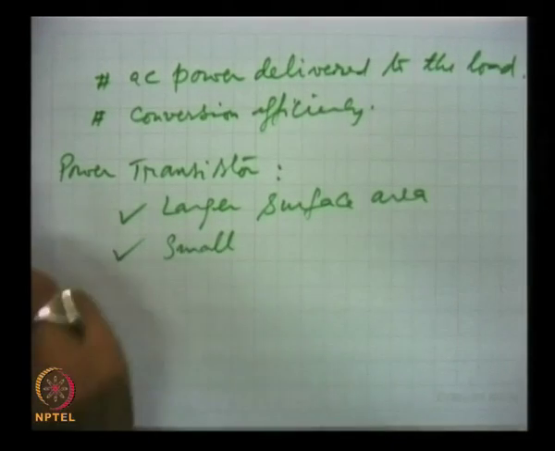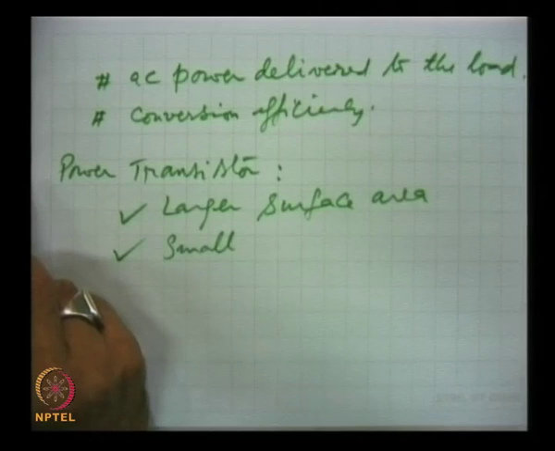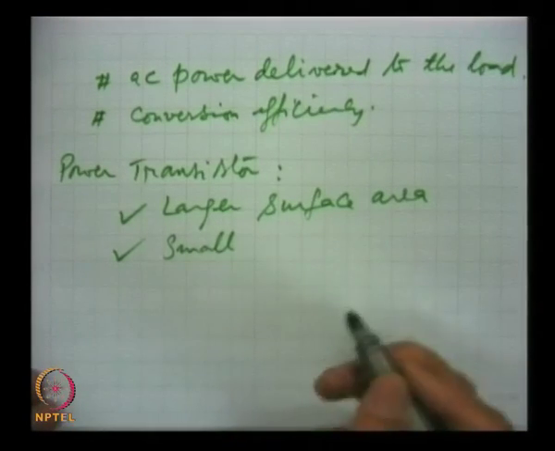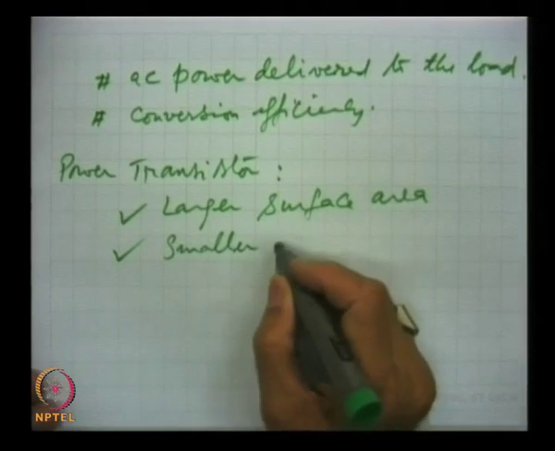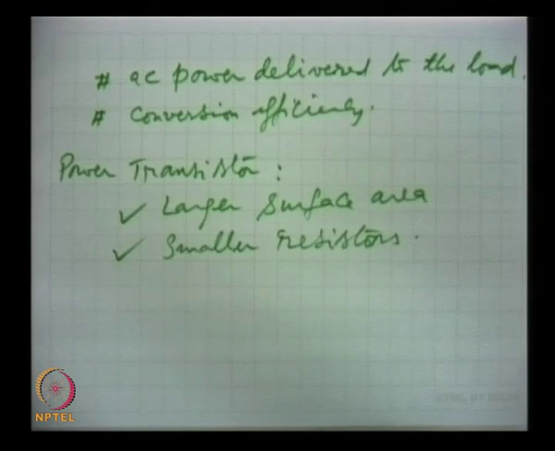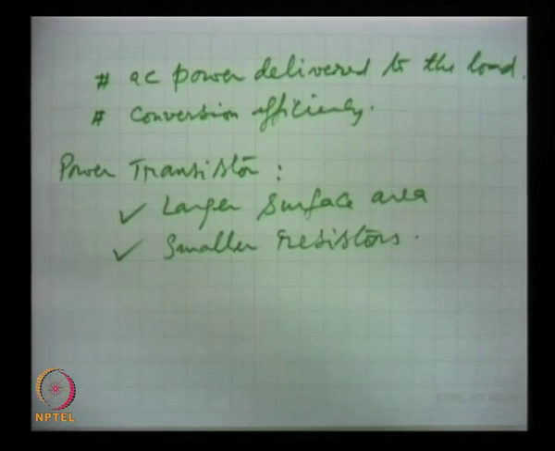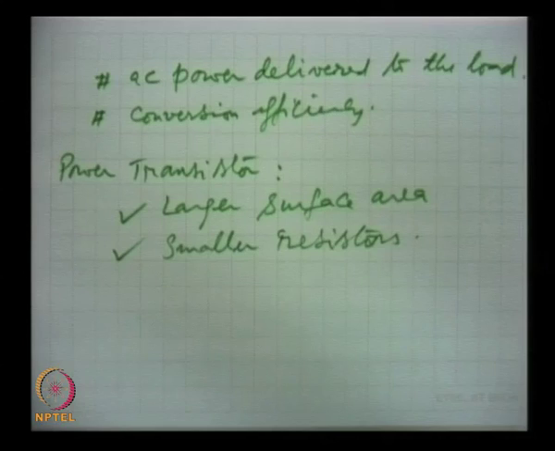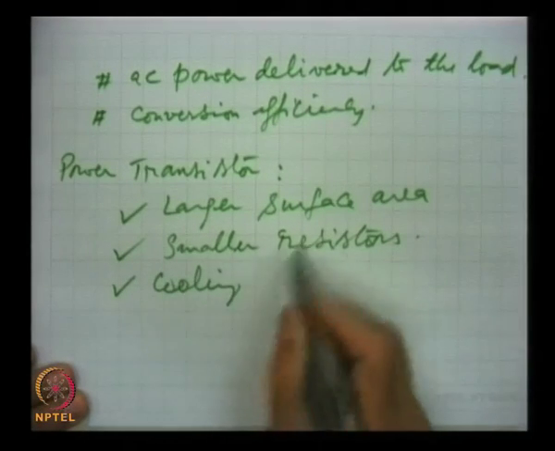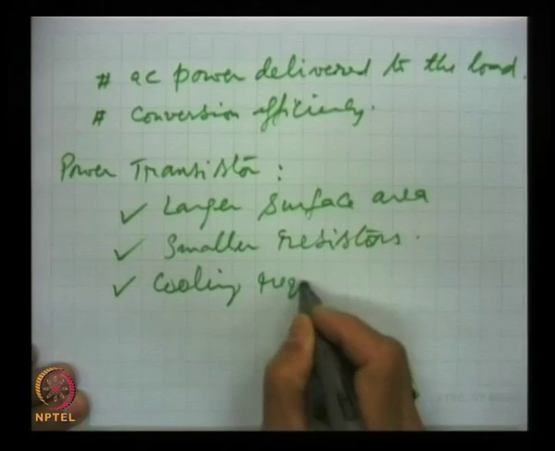Smaller, larger, these are in comparison to the values which we use with small signal amplifier. So, smaller resistors. Then these power amplifiers, because the transistors will dissipate lot of heat, they will be heated. So, cooling arrangements are required. Cooling required.